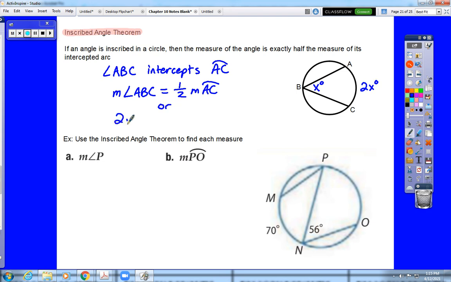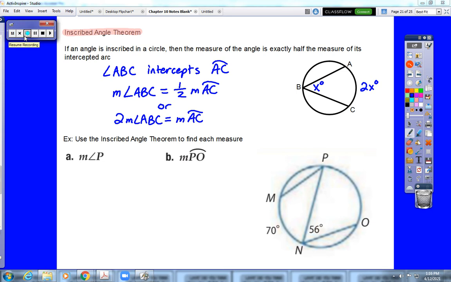Now, if we don't like fractions, we could write that as 2 times the measure of ABC is equal to the measure of arc AC, the same equation rearranged so that there is no fraction. The angle is always half of the arc for an inscribed angle. So we'll use that here in an example. It says use the inscribed angle theorem to find each measure.